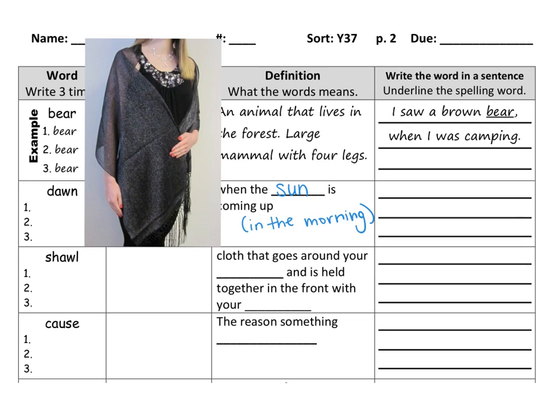And she doesn't have sleeves on, so this helps keep her warm. So let's figure out what a shawl is. It is a cloth that goes around your shoulders and is held together in front with your hand. So go ahead, write your sentence about a shawl. Maybe you know someone who's worn one. And then draw your picture.